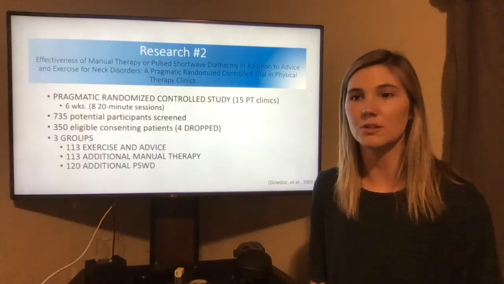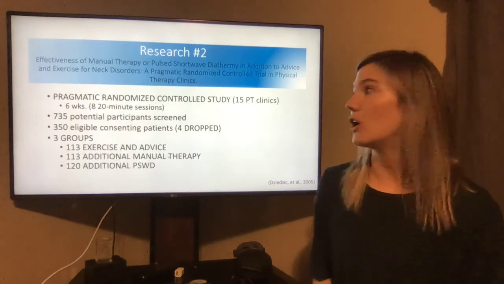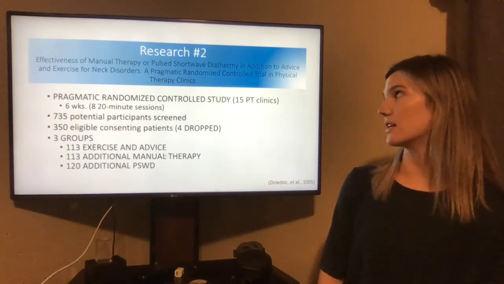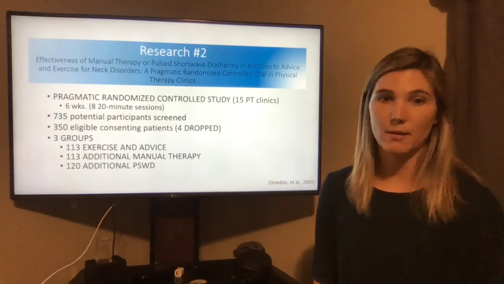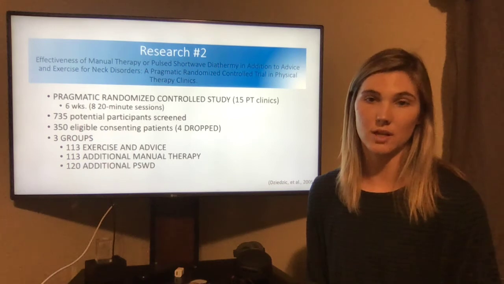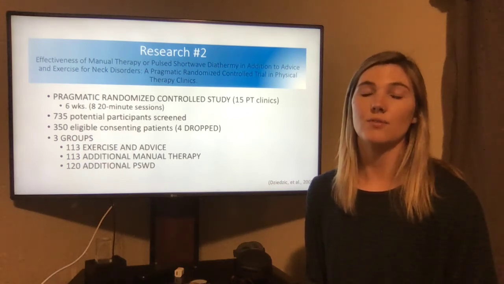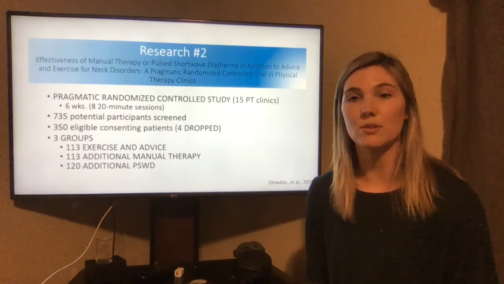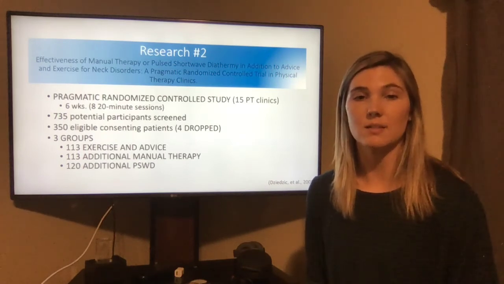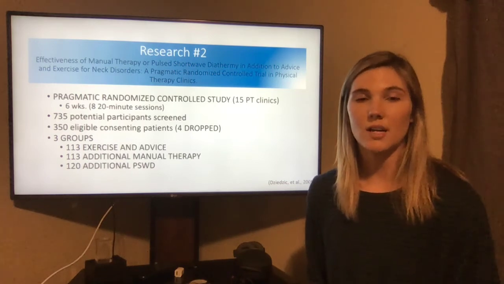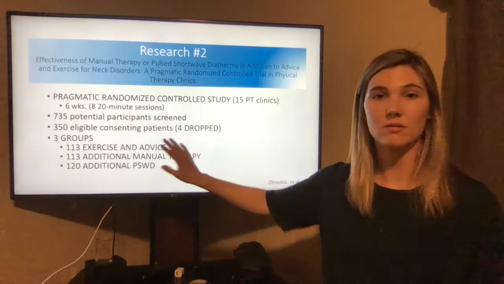So research number 2 was called Effectiveness of Manual Therapy or Pulse Shortwave Diathermy in addition to advice and exercise for neck disorders. It was a pragmatic, randomized, controlled study. It was involving 15 PT clinic locations, and it involved 55 physical therapists that came up with the protocol that was followed for the exercise advice, plus the manual therapy and the shortwave diathermy. So I'm just going to skip through this just to overview it.